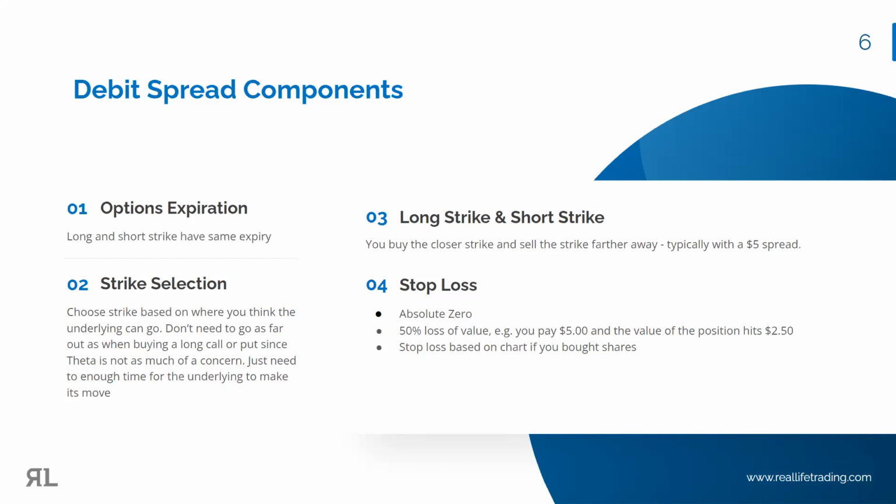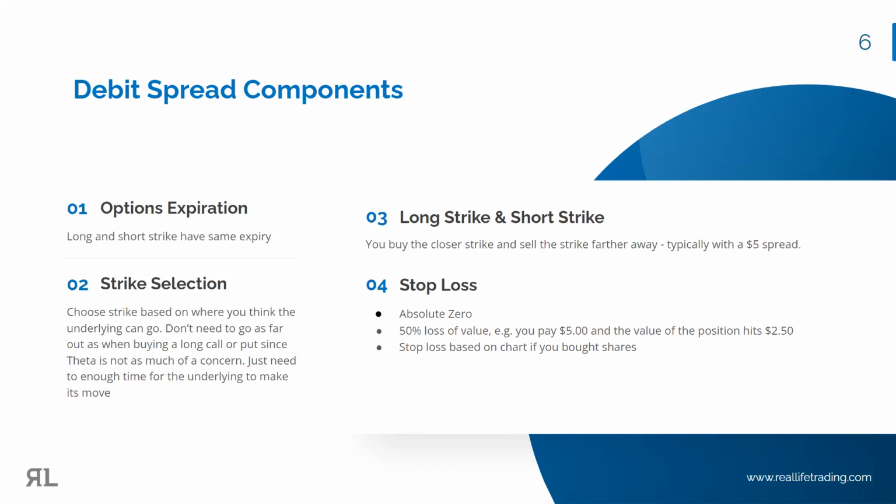So let's go back to the debit spread component. I already mentioned the option expiration. The long and the short strike have the same exact expiry. When we were looking at the option chain for Amazon, we were talking about the 21st of October, which is 70 days from today. Okay, so strike selection.